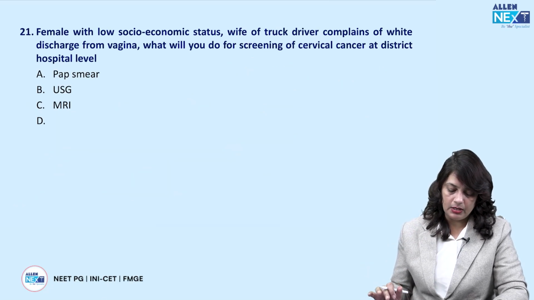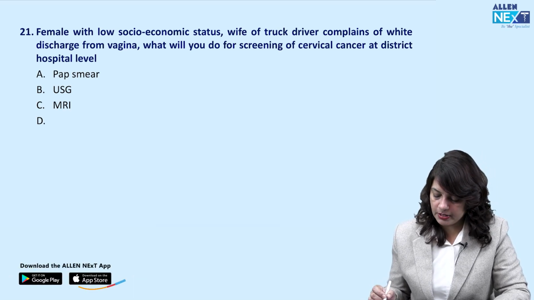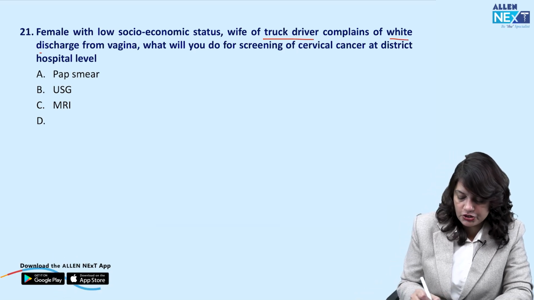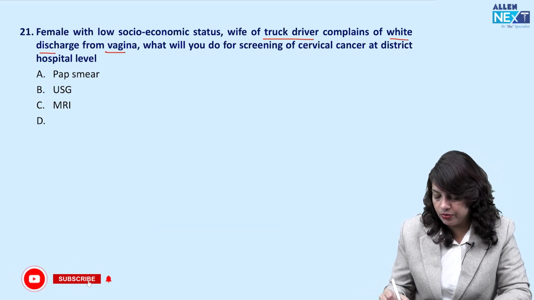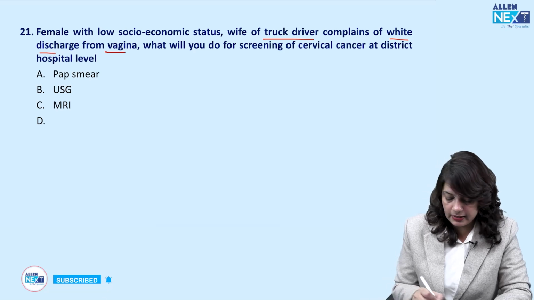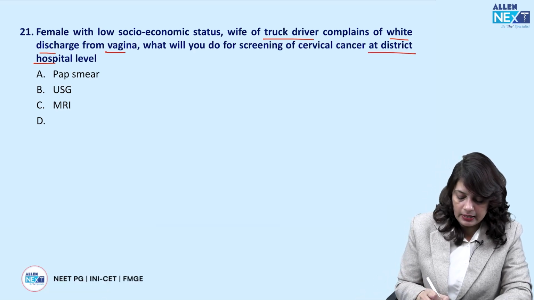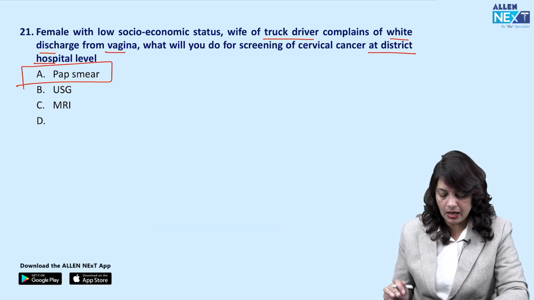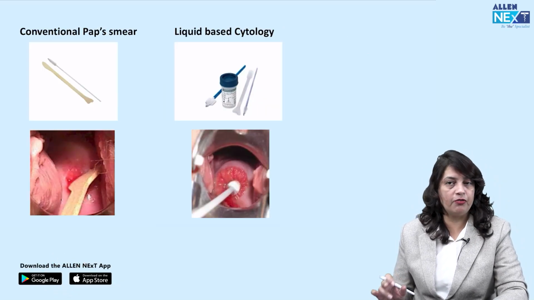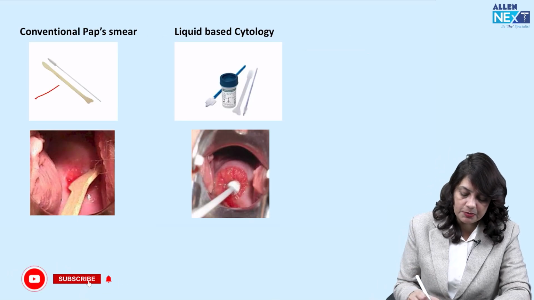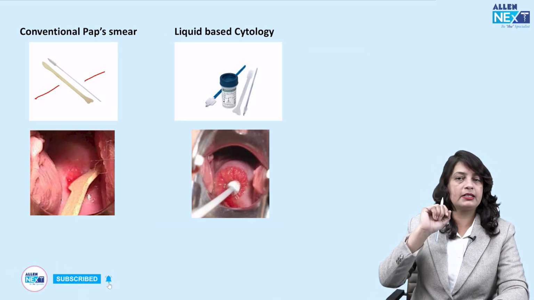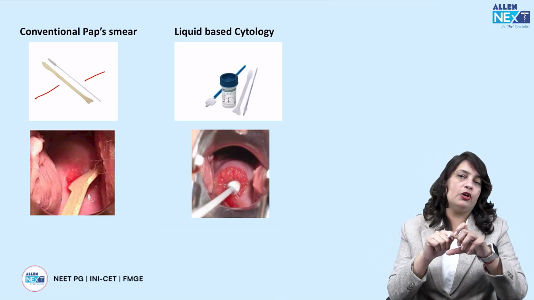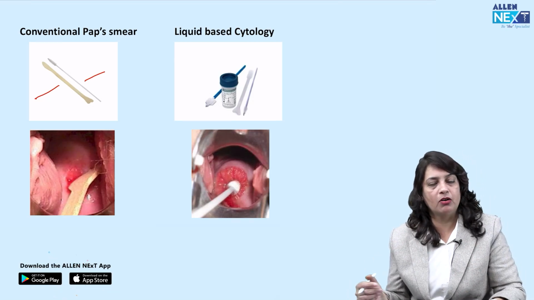Next, a female with low socioeconomic status, wife of a truck driver, complains of a white discharge from the vagina. What do you do for screening of cervical cancer at a district level hospital? I think it's a very simple straightforward question: a pap smear is the answer. Pap smear can be done by the conventional method, where there is an Ayre's spatula and a cytobrush. You take the sample from the lip of the cervix and make a smear on the slide, and number 2, you put it in the cervical canal and make a smear on the second slide.